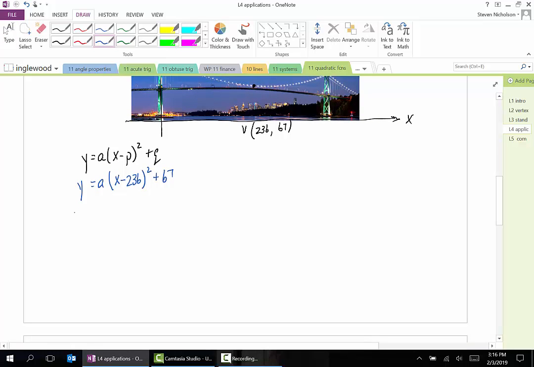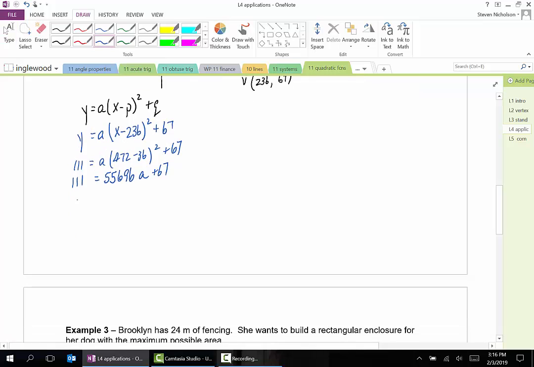So when we plug in, 111 is equal to a times (472 minus 236) squared plus 67, we get 111 is equal to 55,696 a plus 67. We subtract 67 from both sides, and we divide both sides by that 55,696.